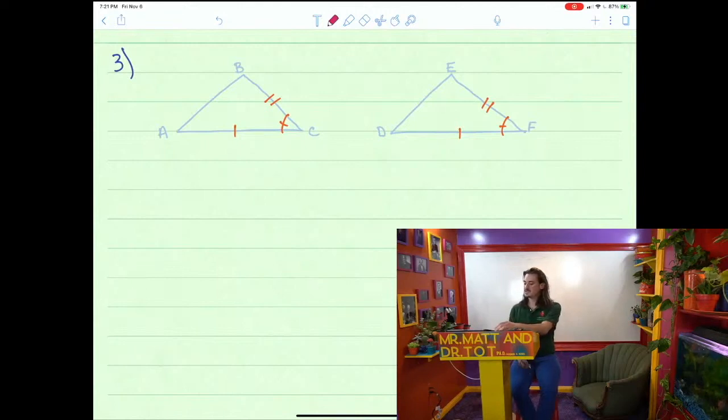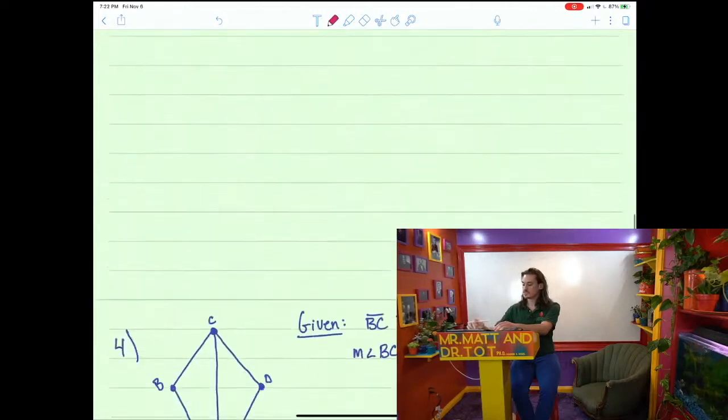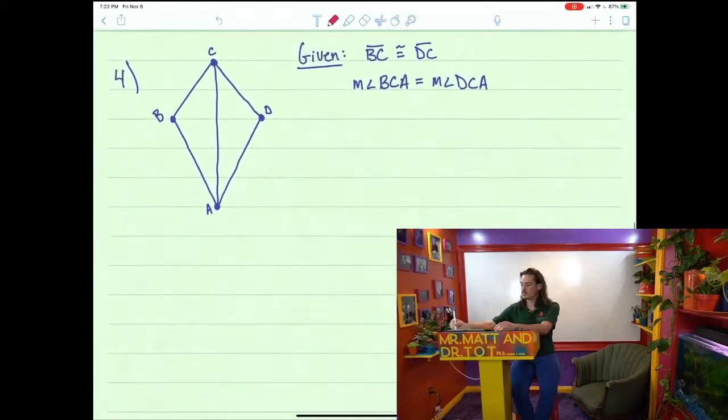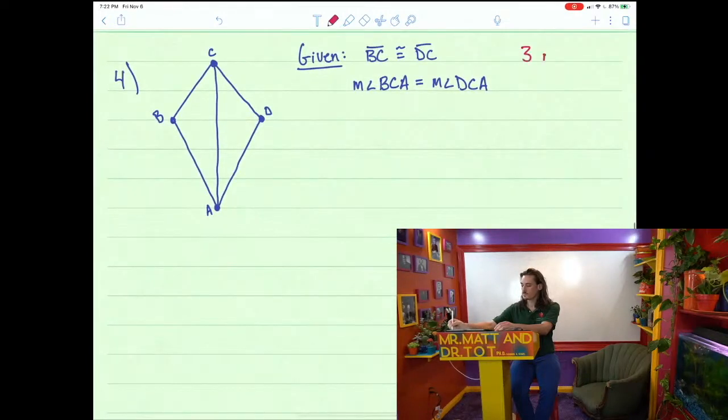Okay, so because they say that side length BC is congruent to side length EF and the included angle C is congruent to the included angle F, and also side length AC is congruent to side length DF, we have side, angle, side congruency, so these two triangles are congruent. If you have any questions, then please let me know. Otherwise, I'll give you 3 minutes. Please look at number 4.